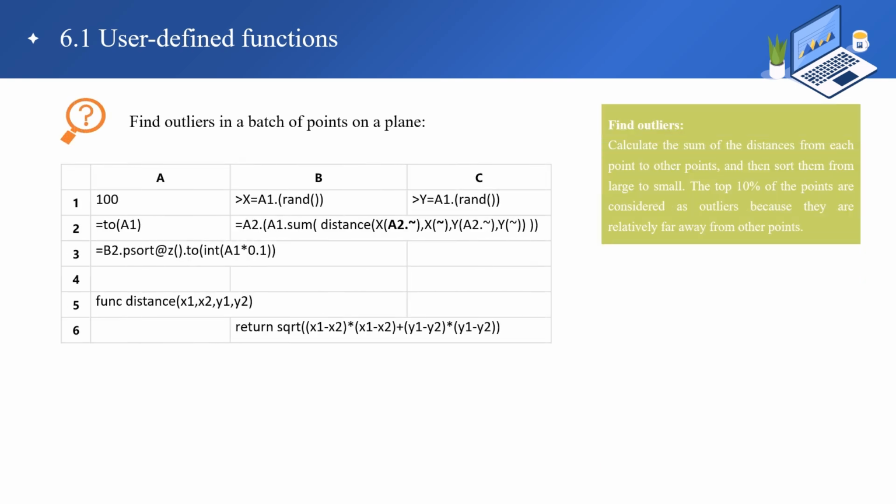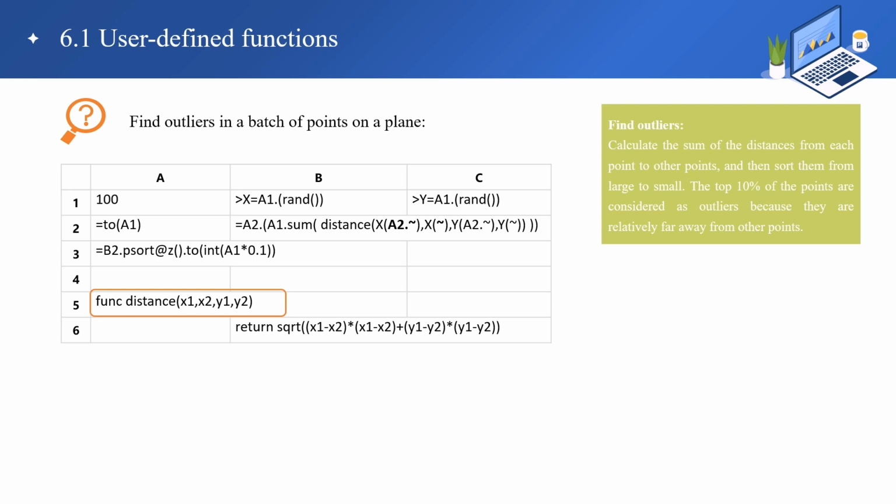Let's take another practical example, finding outliers in a batch of points on a plane. The method is to calculate the sum of the distances from each point to other points, and then sort them from large to small. The top 10% of the points are considered as outliers because they are relatively far away from other points. In A5, the user-defined function distance is defined to calculate the distance between 2 points.